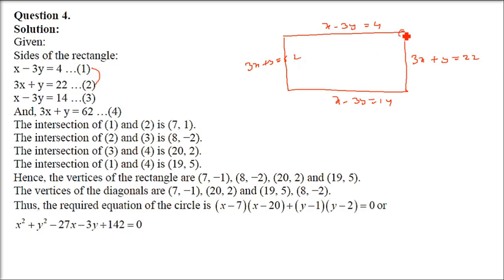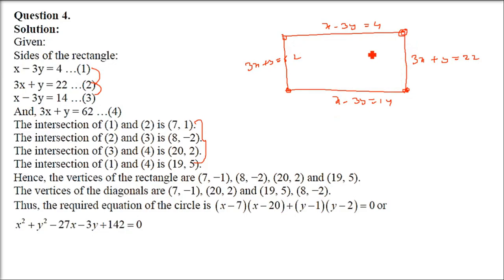So take 1 and 2, you will get 7 and 1. Take 2 and 3, you will get 8 and minus 2. 3 and 4, you solve it, you will get 20 and 2. 1 and 4, when you solve it, it will be 19 and 5. So I hope you will be able to solve these equations pairwise.